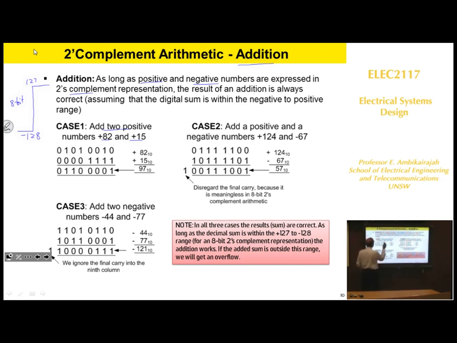Let's add this one. Add 2 positive numbers. We know in decimal, if we add them, it's 97. 97 is going to be somewhere here, within the range. Therefore, the answer has to be correct when you add them. So you do the normal addition, keep adding. That's what you get. You convert it, and you get 97.